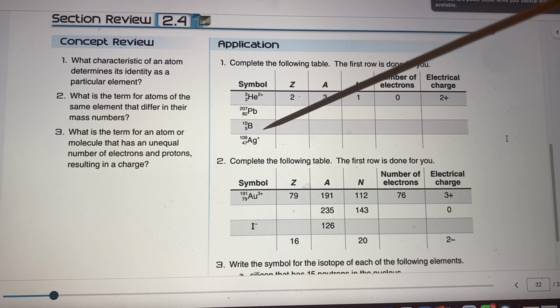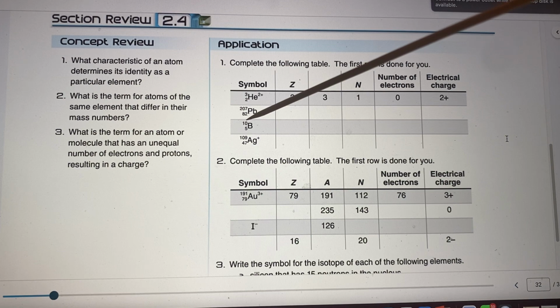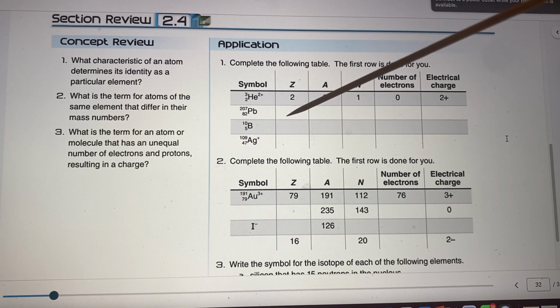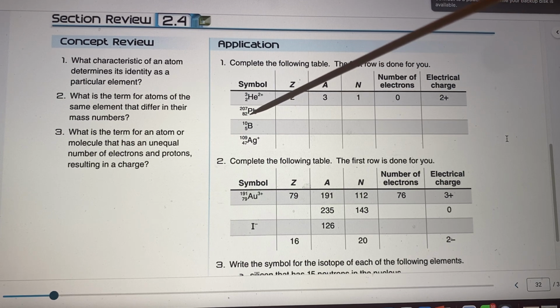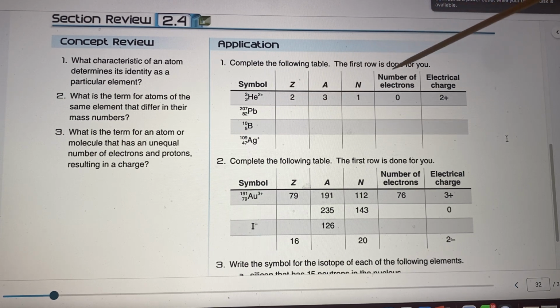So let's go on to the lead. If you look here at lead, how many protons are in lead? The bottom number is protons, and that's the Z number. There's 82. And it's not charged, so it has the same number of electrons, so it's going to have 82 electrons too, right? But what will the mass number be?